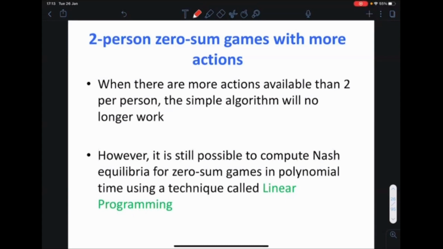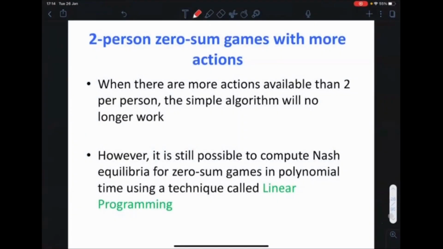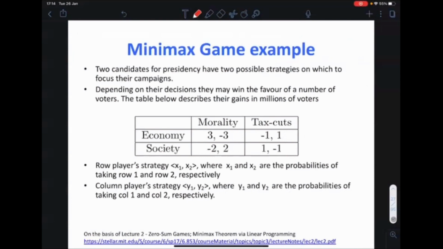When I say polynomial time, with respect to computing time, it is very quick. We generally regard it as solvable. So let's just look at an example.